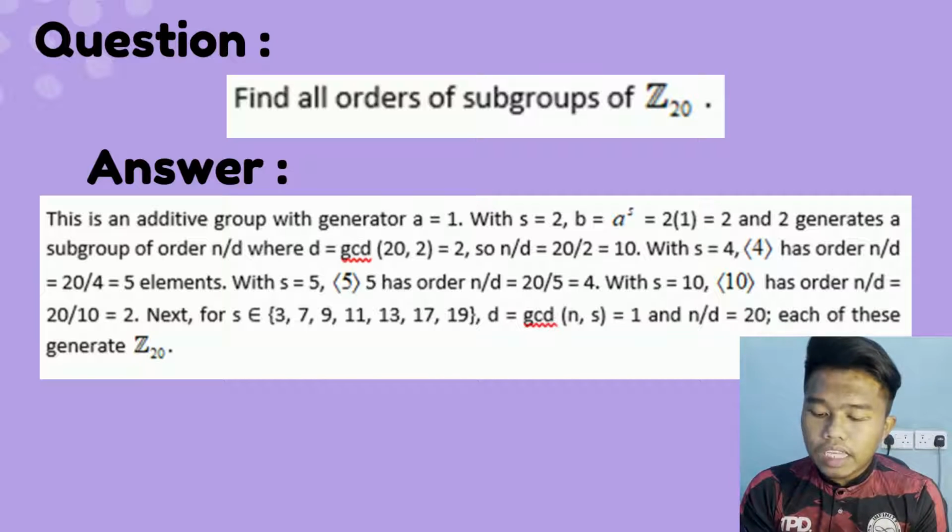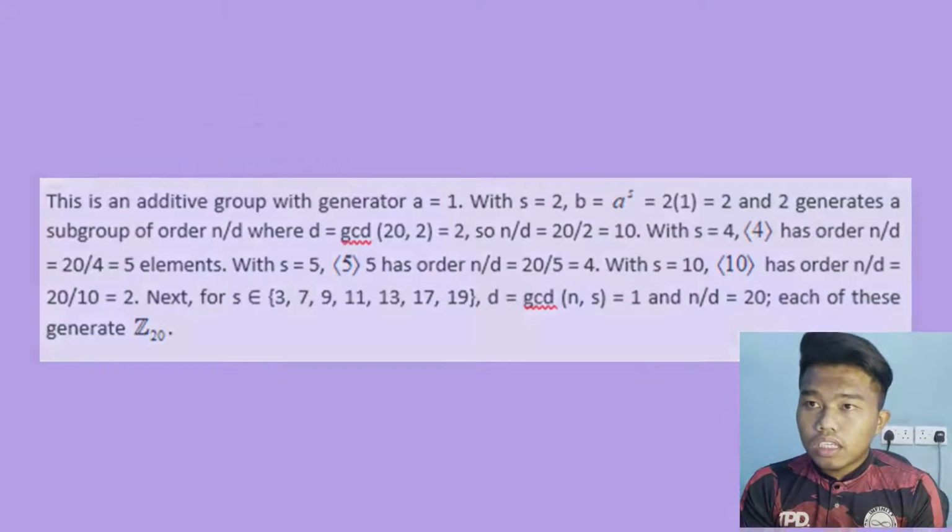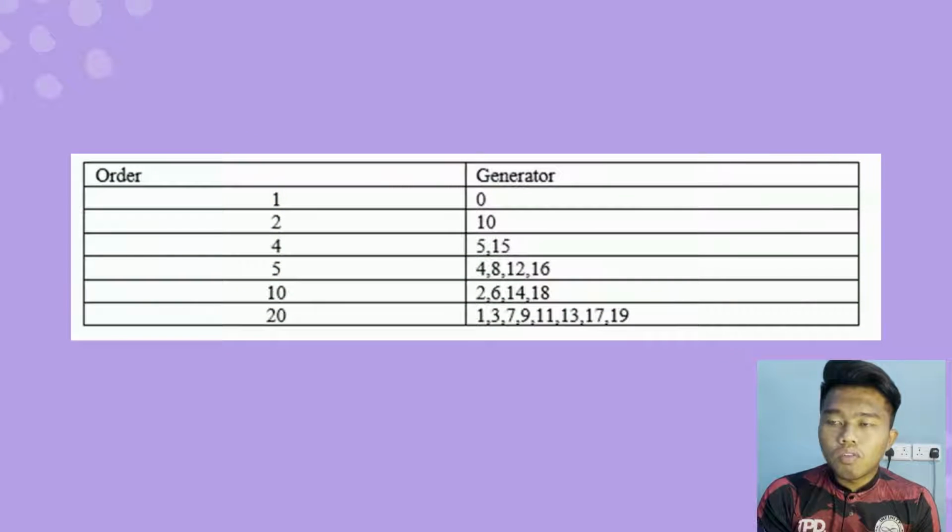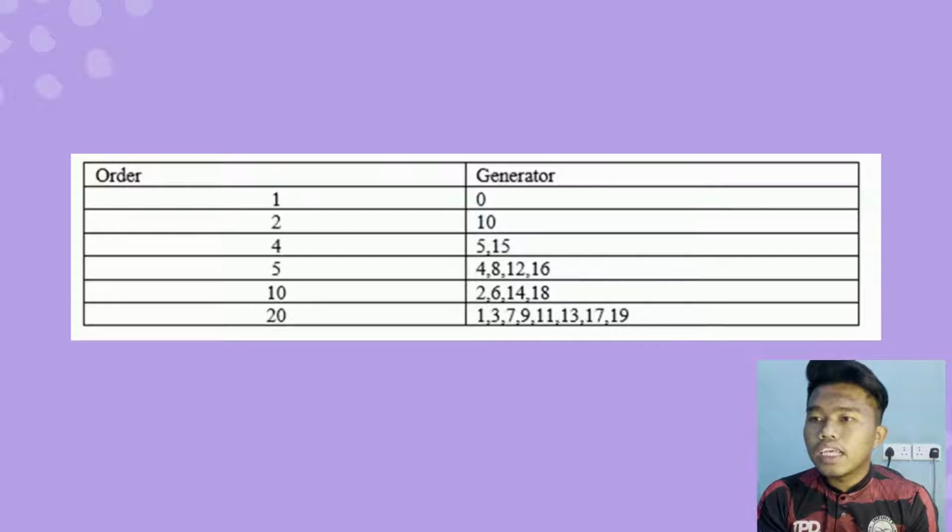In total, we get the subgroups as follows. For order 1, the generator is 0. For order 2, the generator is 10. For order 4, the generators are 5 and 15. For order 5, the generators are 4, 8, 12 and 16. For order 10, the generators are 2, 6, 14, 18. For order 20, the generators are 1, 3, 7, 9, 11, 13, 17 and 19.